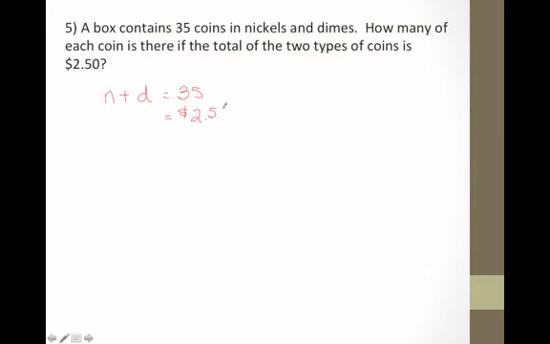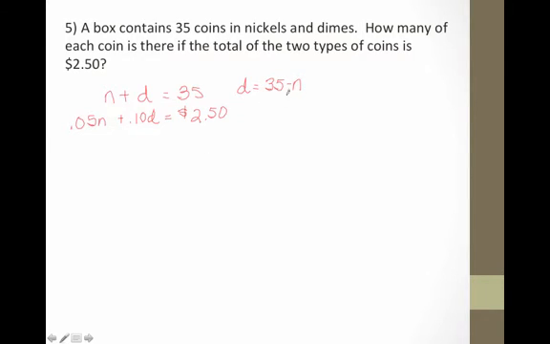But in order to come up with $2.50, I have to give values to the nickels and the dimes. So 0.05 nickels plus 0.10 dimes will equal my $2.50. Now I can just solve for one of these variables by moving the other one to the other side of the equal sign and plug it back in. I'm going to decide to solve for dimes because I like multiplying by 0.1 better than I like multiplying by 0.05. So I've got dimes equals 35 minus n.